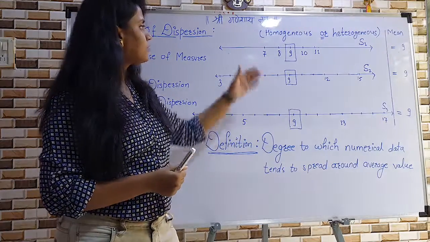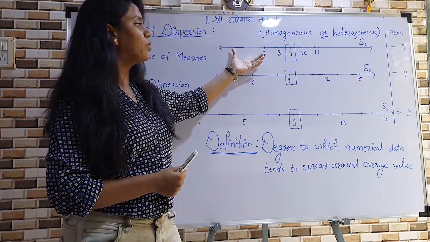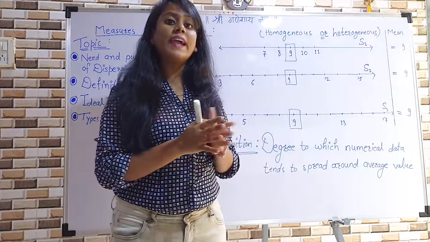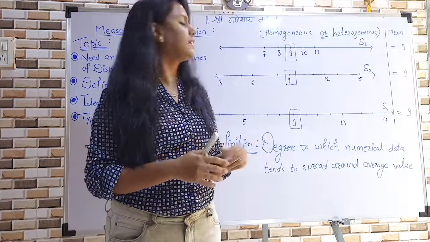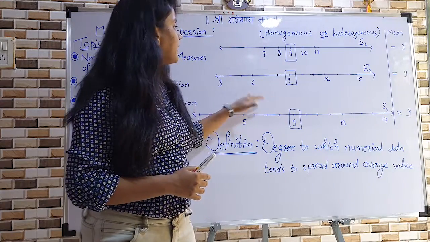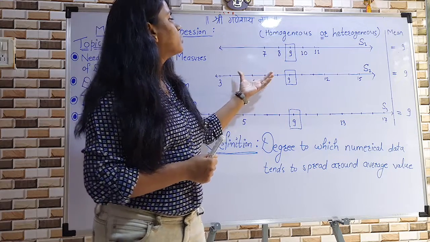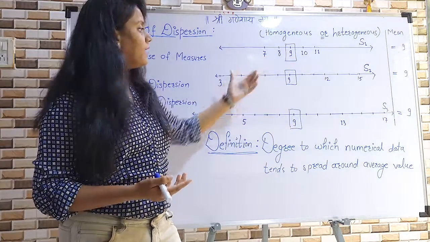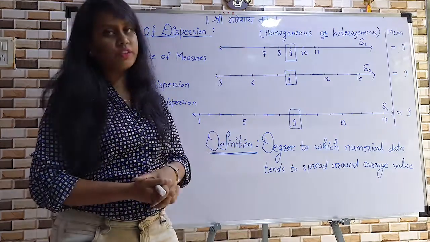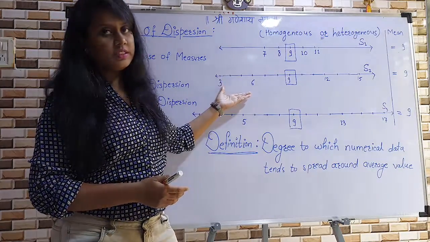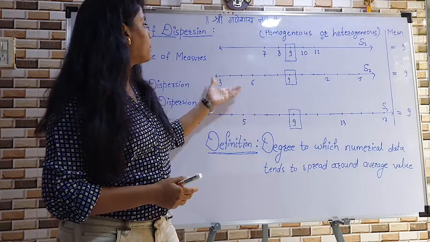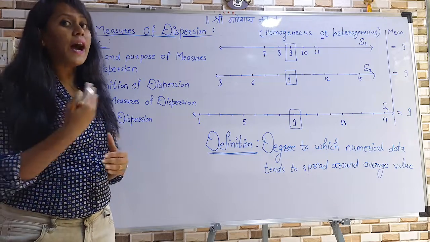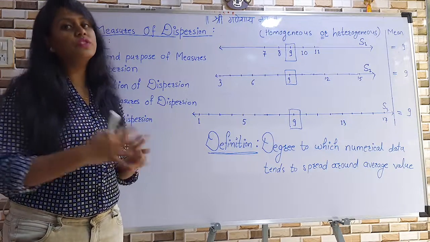For example, about the first series we can say that it is homogeneous, because the scatteredness, the variation, is less in the first series. Then if we are comparing, we can say that series 2 is more heterogeneous than series 1, and series 3 is even more heterogeneous than the first two series. So this is the purpose why we are calculating the measures of dispersion, to get an idea about the scatteredness of the data.